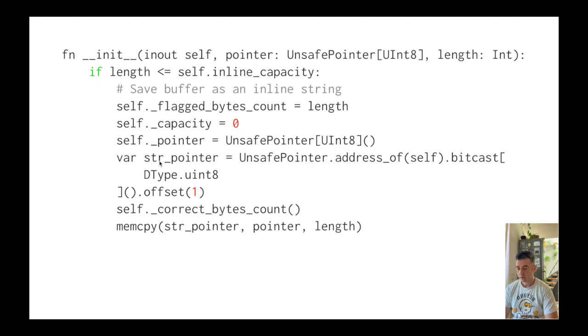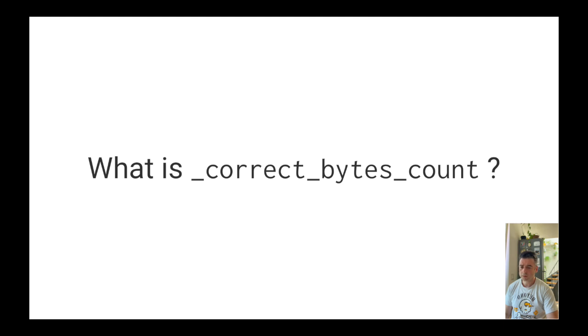and then we say the string pointer is unsafe pointer address of self, bitcasted to dtype uint, and offset by 1. So basically the first byte is the length, coming from the length, and then the string pointer is actually everything else after that. Then we have this self correct bytes count, which I will talk about in a second, and then we just say, okay, now we can actually copy data from pointer into the string pointer. And that's basically it.